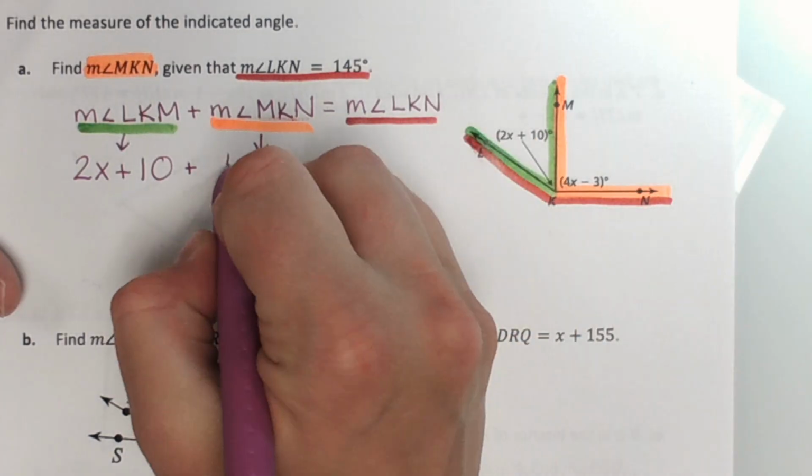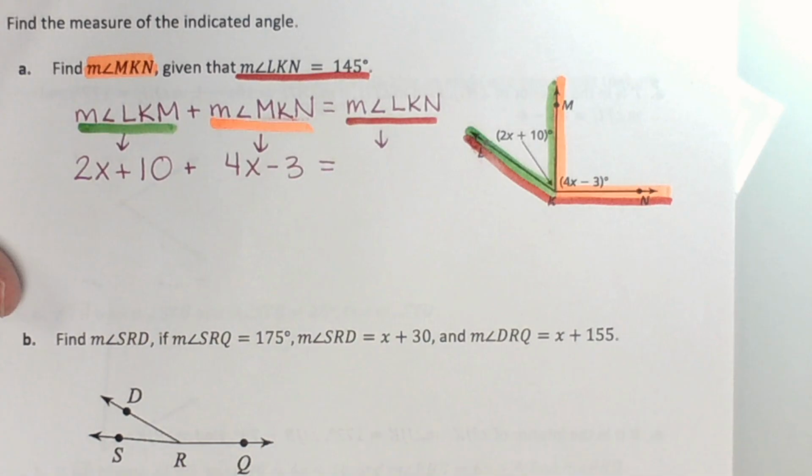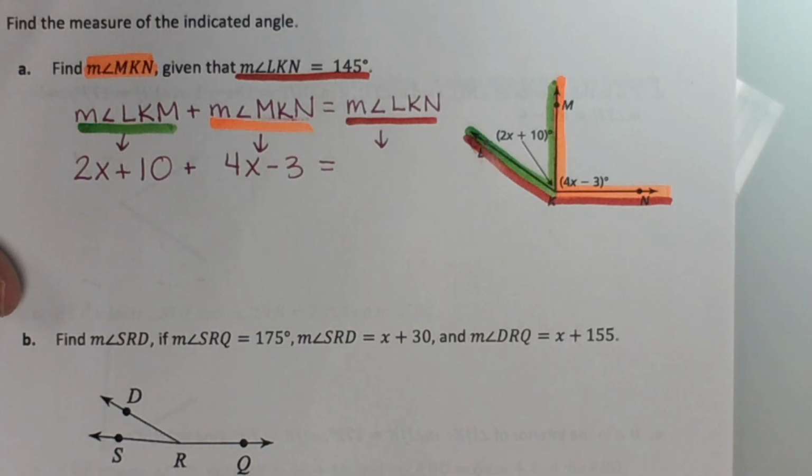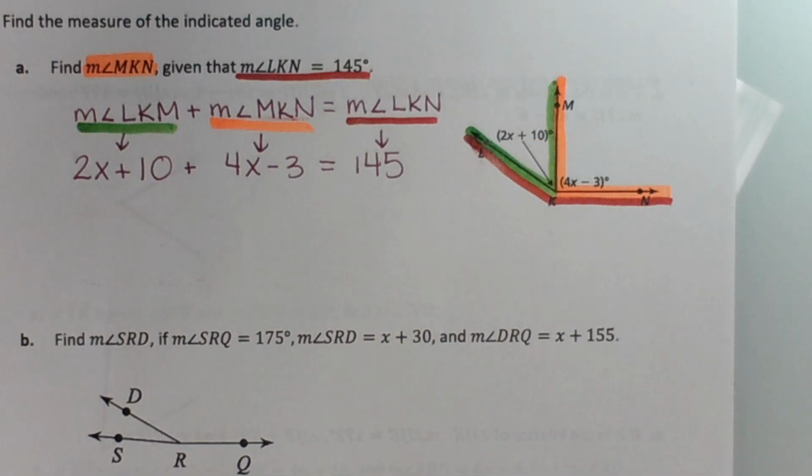That's the 4x minus 3. Equal to. LKN is the full thing. And the full thing we said had a measure of 145 degrees. Now, on that quiz, I was seeing some algebra things. So with some of the algebra, I'm going to slow down a little bit today. Remind us of some of our things that tend to trip us up.